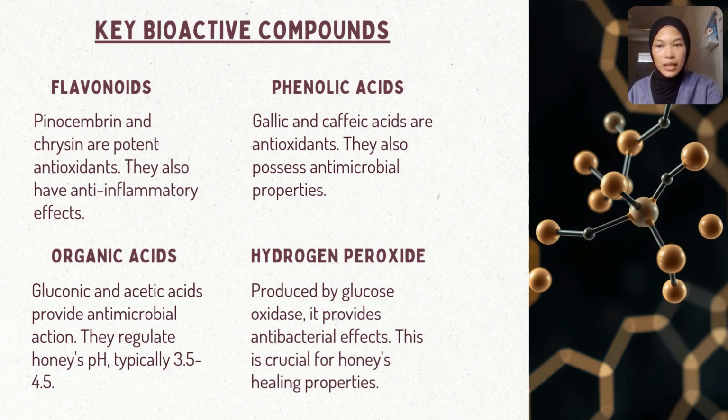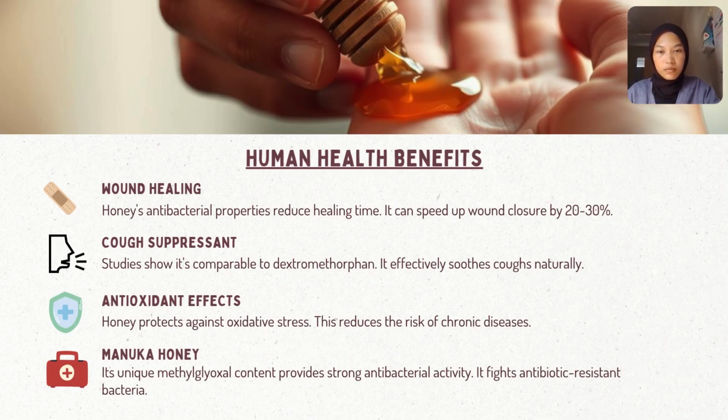Lastly, hydrogen peroxide. Hydrogen peroxide is produced by glucose oxidase. It provides antibacterial effects. This is crucial for honey's healing properties. Studies have shown that honey has many benefits for human health. For example, it aids wound healing because its antibacterial properties reduce healing time by 20 to 30%.